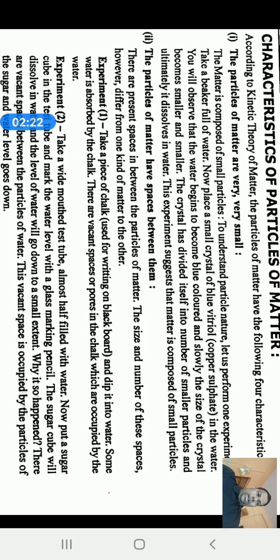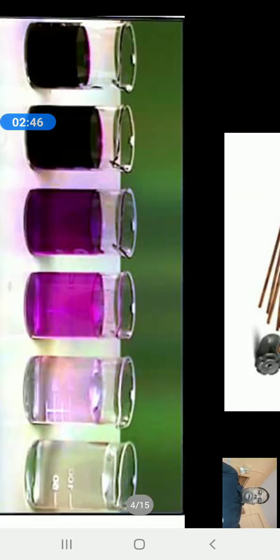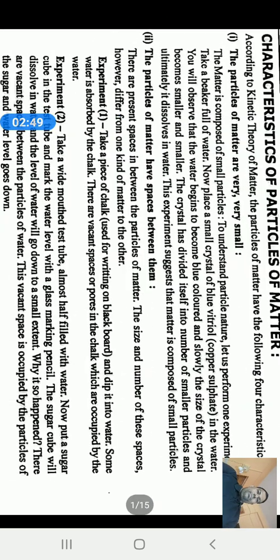I will show here how copper sulfate dissolves in water. First suppose a big crystal, then ultimately it dissolves in water and becomes smaller and smaller, so it can dissolve easily in water. Now see our next characteristic: the particles of matter have spaces between them.